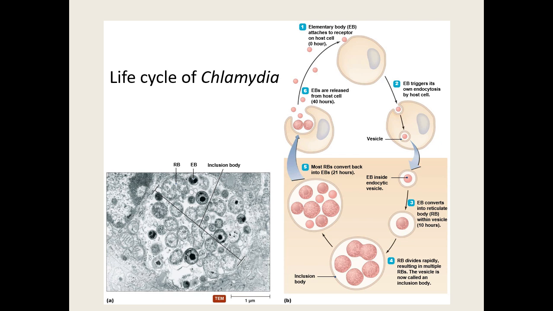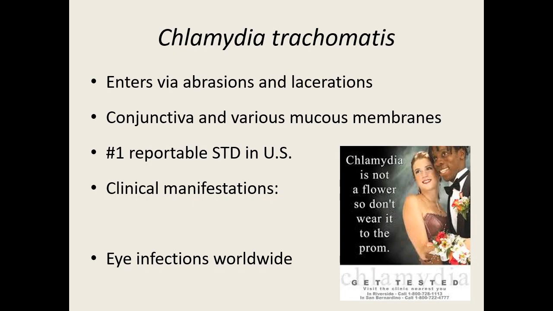The reticulate body is actively dividing, making lots and lots of bacteria, which then get released and get eaten by another cell. And they just keep going through all of that, making lots of bacteria and infecting more and more cells. Now, number one chlamydia that does cause disease in humans is Chlamydia trachomatis.